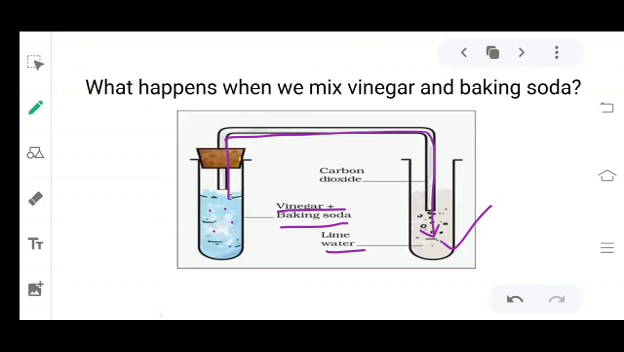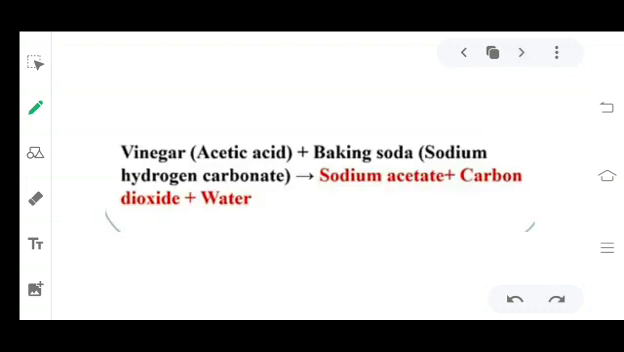Its general nature is when it is passed through lime water, it turns lime water milky, so that we can say the gas produced is carbon dioxide. And now why is the lime water turning into milky white? Due to production of a new material, that is calcium carbonate.